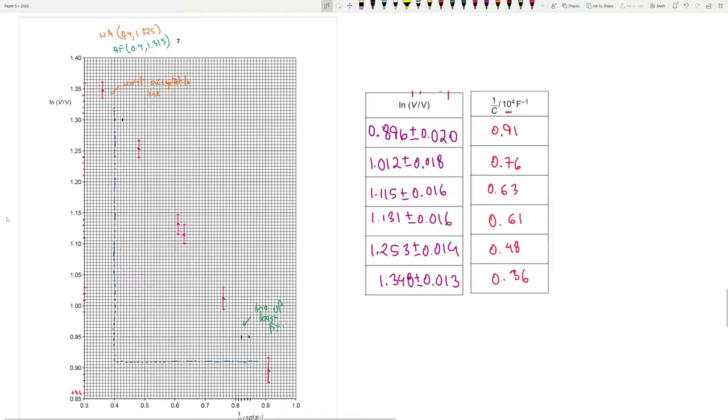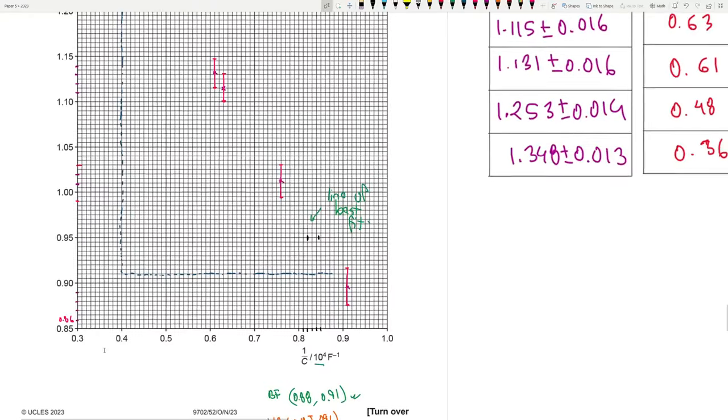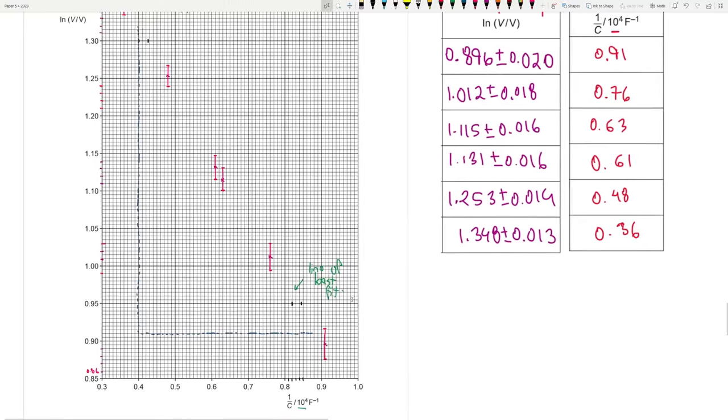So ln v, take a look at the first point, 0.896. It is at 0.91. So 0.91 is over here, 0.91, and 0.896. Where is that? 0.896. This is 0.86, 87, 88, 89. So 896 should be somewhere around here. This is 895. So 896 is somewhere around here. So it's just above 0.895, 0.896. Then you can go to the next point.